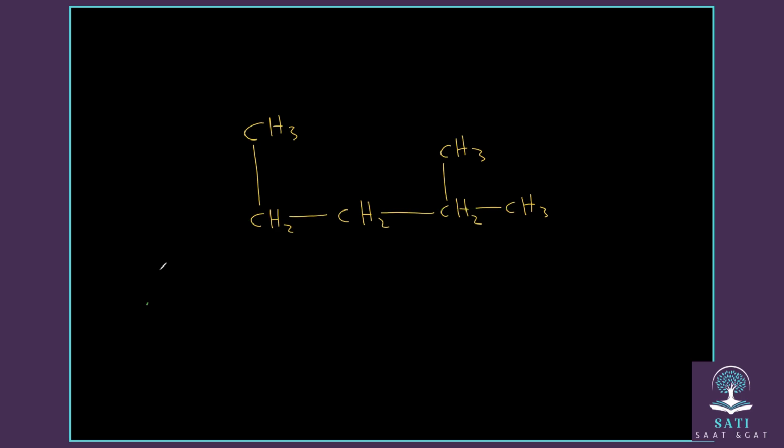Okay, that means in this case we're going to start from here. You see, this is now a chain. How many carbon atoms are in this chain? This green one, we're going to call it the green chain. How many carbon atoms? 1, 2, 3, 4, 5. So it has 5 carbon atoms.